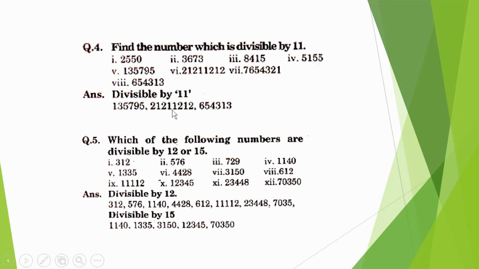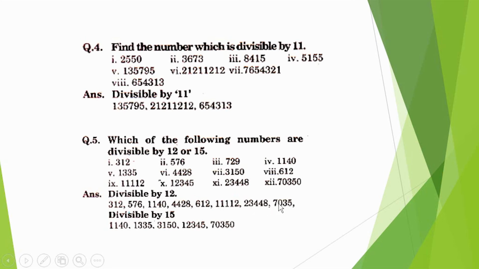Find the numbers which are divisible by 11. 1,35,795, 21,212, 6,54,313 divisible by 11. Which of the following numbers are divisible by 12 and 15?